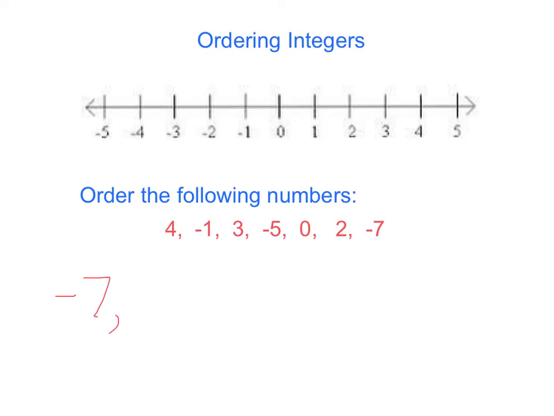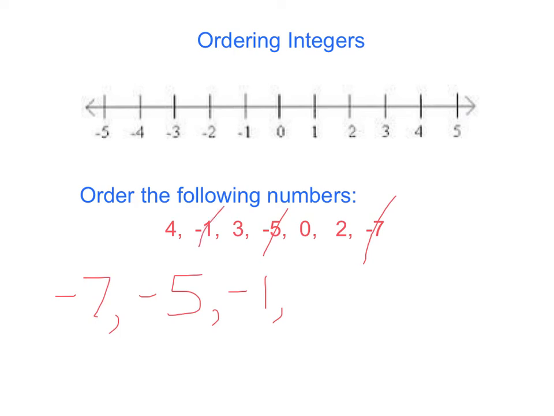Then we have -5, because it does appear on our number line, and it's farthest to the left compared to the other numbers. It's also helpful if we cross out the numbers that we've used, so we make sure we don't leave any out. Let's see if we have any more negative numbers. We do. We have -1, which is closer to 0 than the other two numbers we've already put in. We're going to cross that one out.